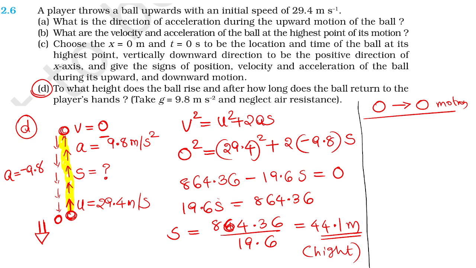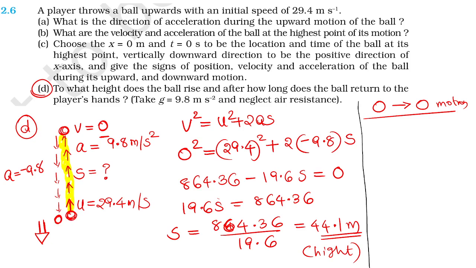Even if the body is going up, the force is downward. If the body is going down, still the force is downward. So the acceleration will be minus 9.8, or if you take plus 9.8, you will get the same answer. So the body starts from O, moves up and down, and finally reaches O. What is the time taken for this entire path?